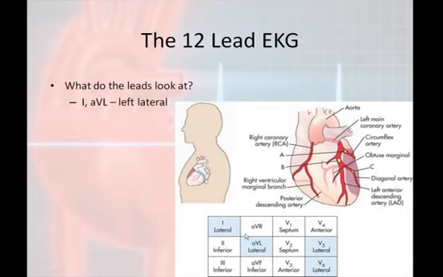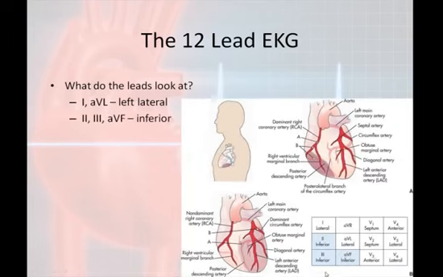So now, what do the leads actually look at? Leads 1 and AVL, V5, and V6: if you're looking at a standard 12 lead, lead 1 and AVL are lateral, and V5 and V6 are lateral. They're always going to be located right there. Leads 2, 3, and AVF, of course, are looking at the inferior wall of the heart. All three of those leads are going to be located in the lower left corner of the 12 lead, and they are connected, 2, 3, and AVF.